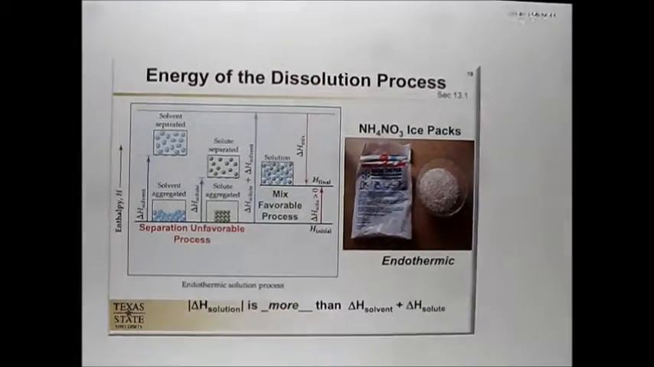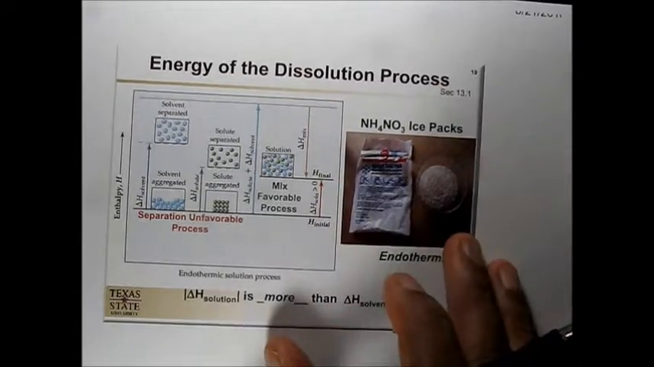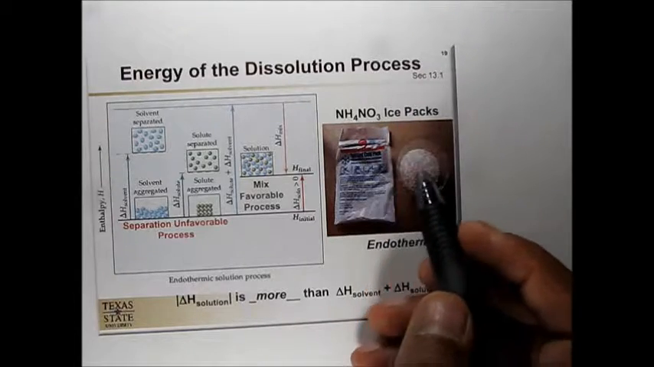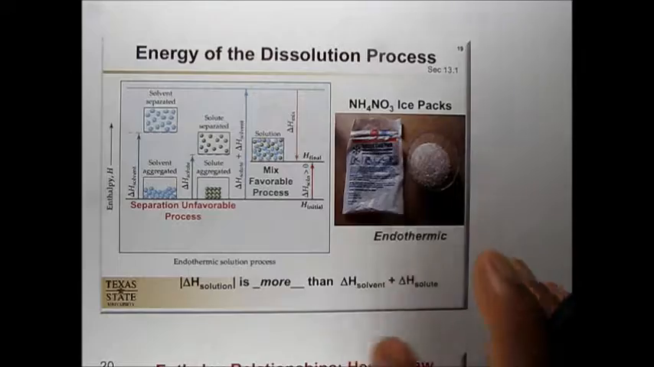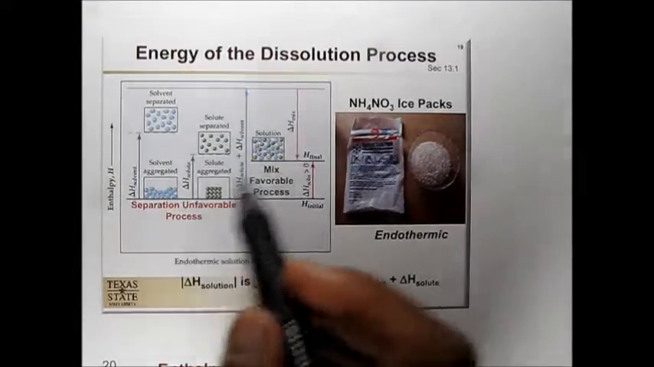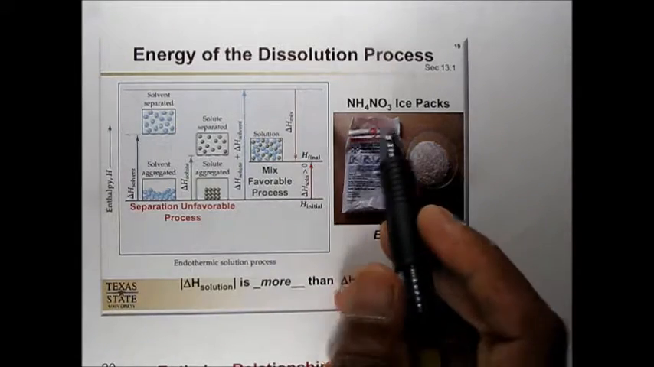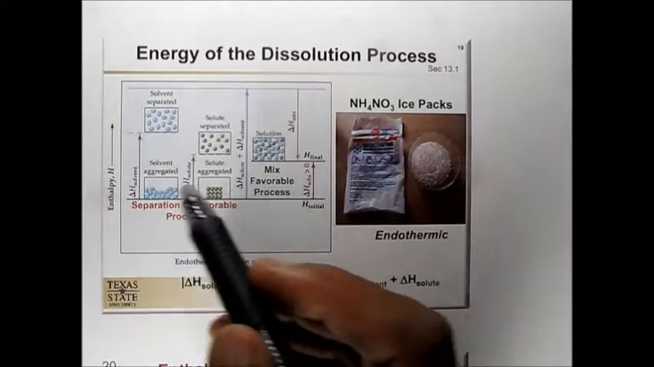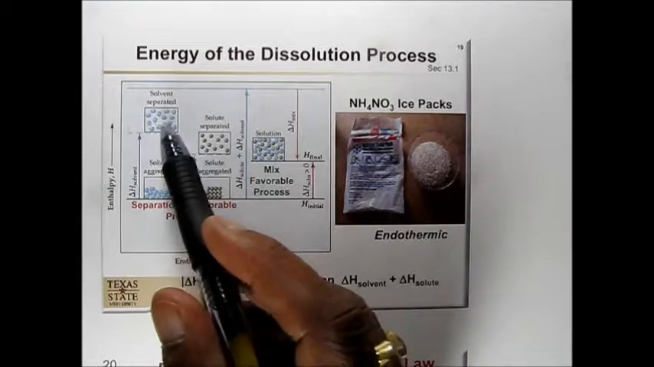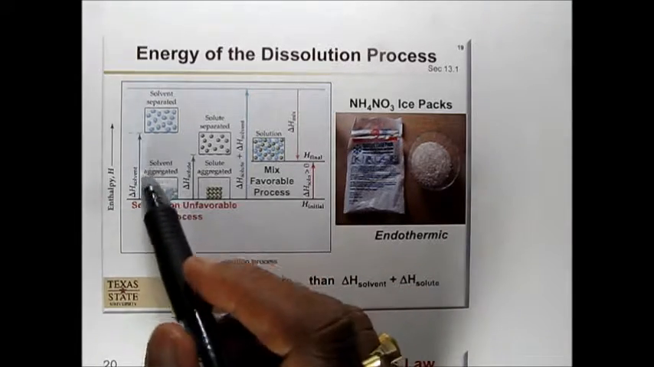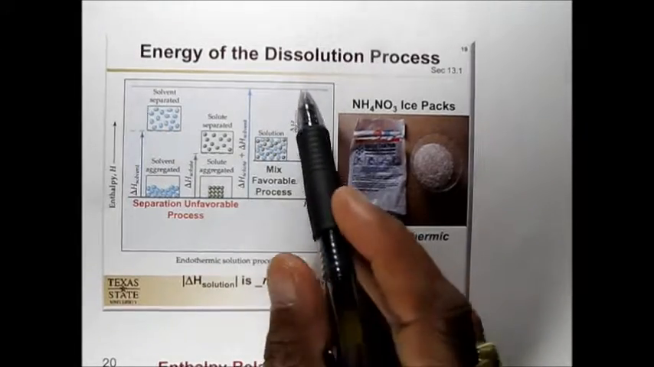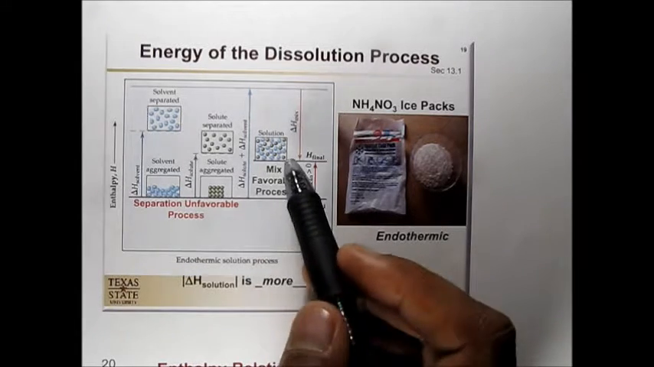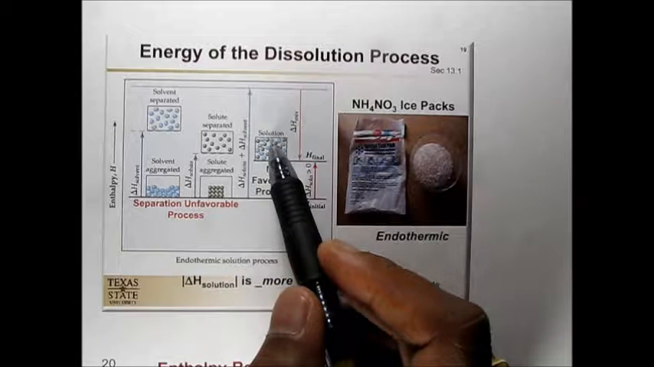Let's see how energy is involved in the solution in the cold pack. For the energy in the dissolution process, ammonium nitrate is an example for an ice pack. The ice pack contains ammonium nitrate, which is the solute. Here is how ammonium nitrate produces the cold effect. The solvent and solute dissociate into separate particles, and you have to provide some energy. Once they mix together, the energy comes down, but the solution still has higher energy.